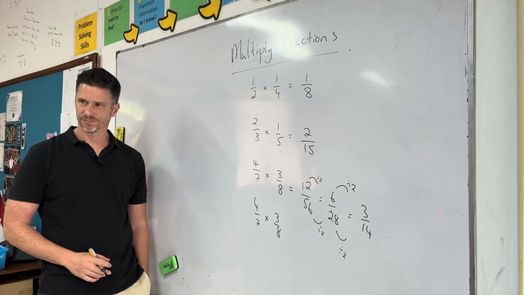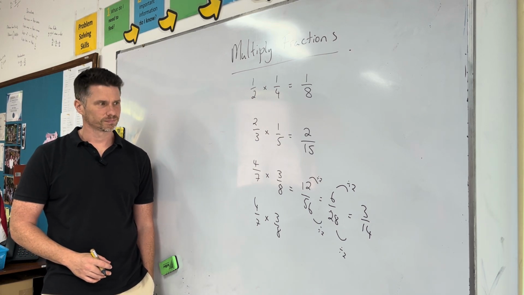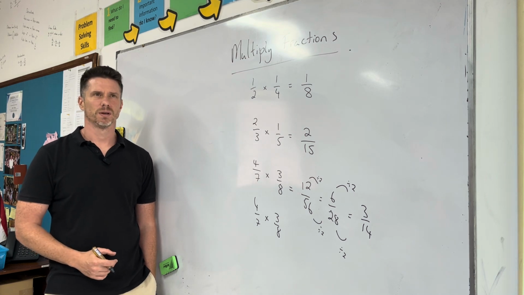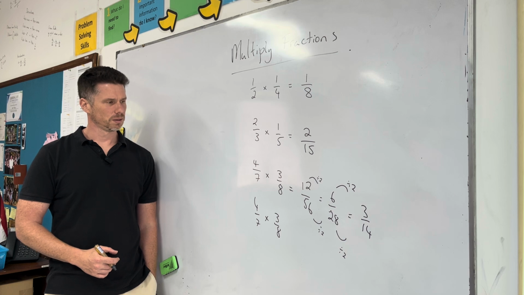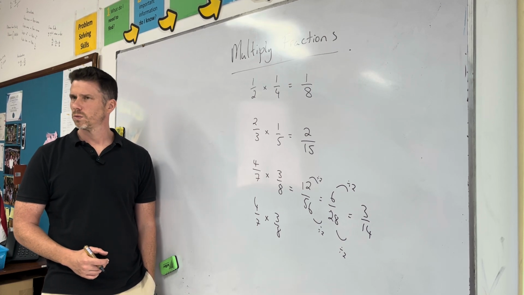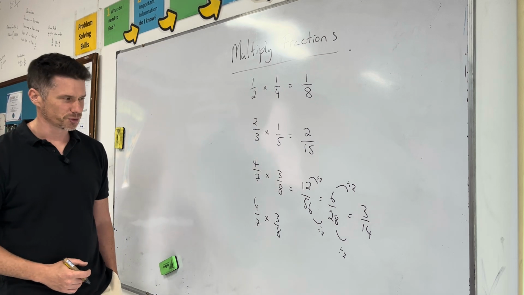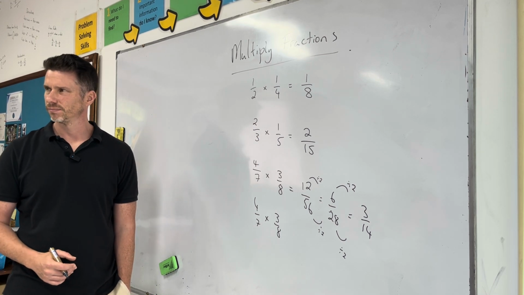You don't have to divide by something. If I can see there's a common factor, but... All right, so how can I pre-simplify this? Simplify this before I multiply. Kiki?